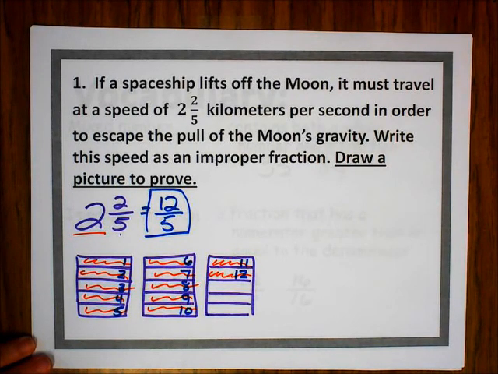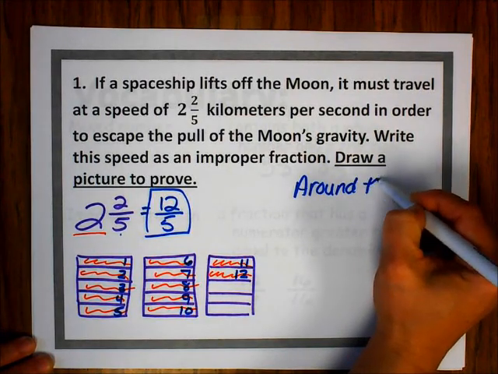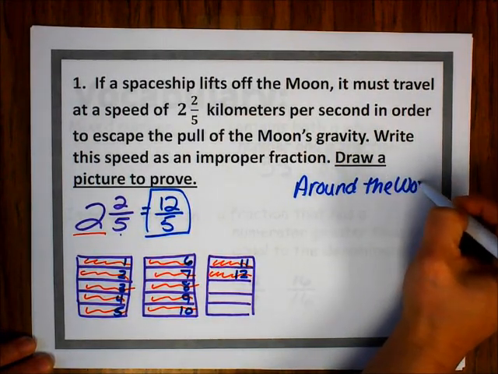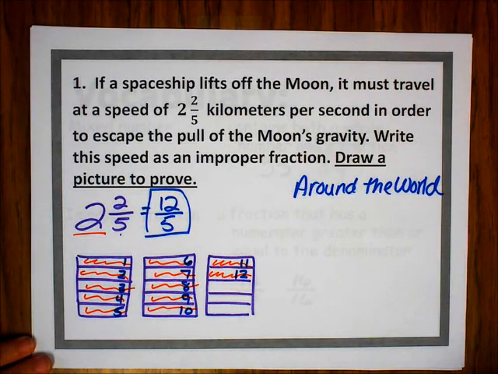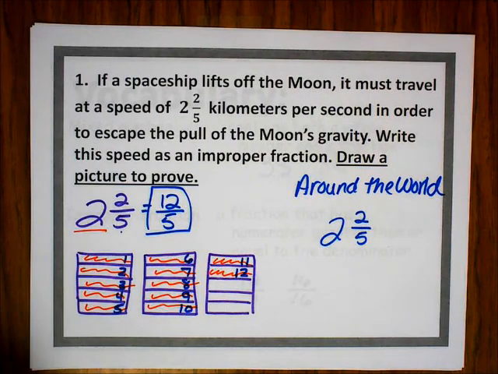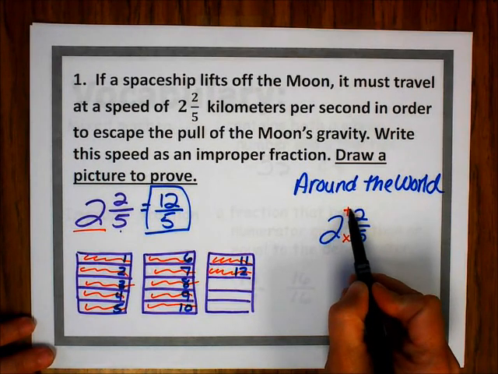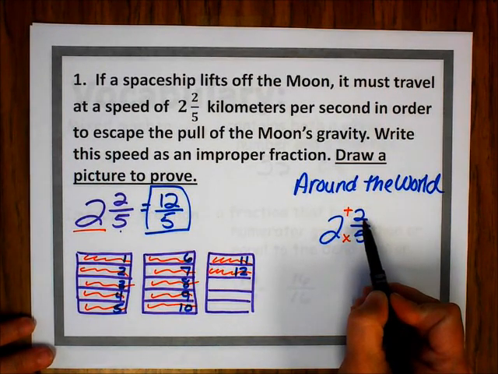Now, it's not reasonable for me to have to draw a model every time I need to change a mixed number into an improper fraction. So let's review our strategy that we used last year in 5th grade, and it was called Around the World. So I'm going to take my same mixed number, 2 2/5, and in order to use my around the world method, I multiply denominator times whole number and then add the numerator.